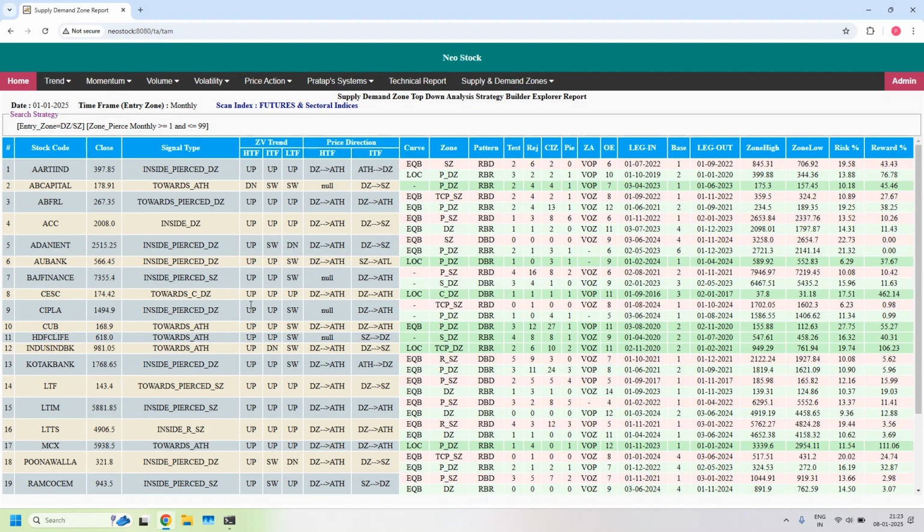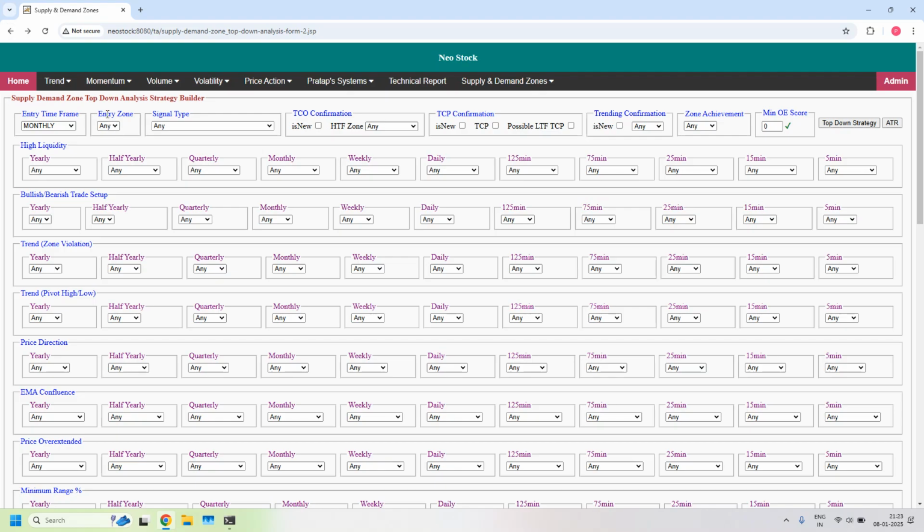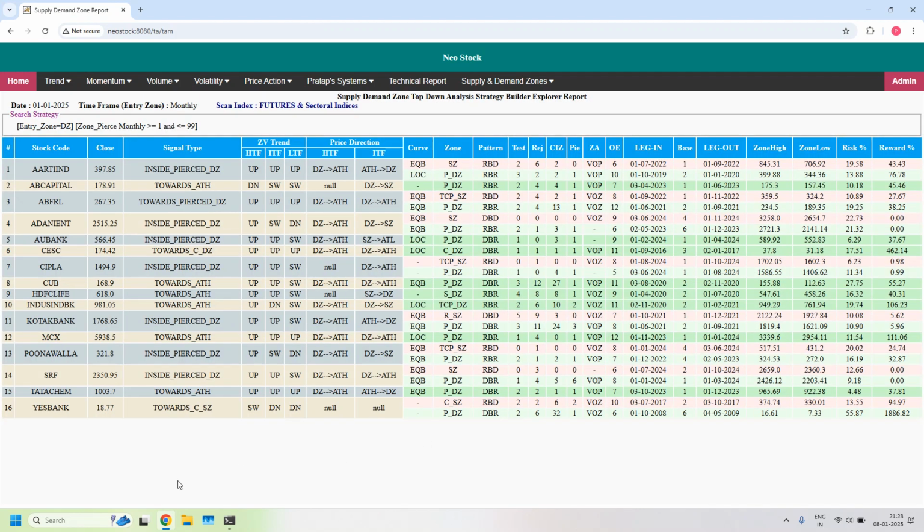But here small mistake. I need to set the entry zone should be demand zone because the pierced parameter, the 1 and 99, should be applied to the demand zone. If you don't set a demand zone, it will be applied to either demand or supply, either side. So that's why our interest is only on the monthly demand zones. Now the list has come down to 16. So we have 16 pierced monthly demand zones. Maybe supply zones also could be pierced, but our main focus is on the demand zones.